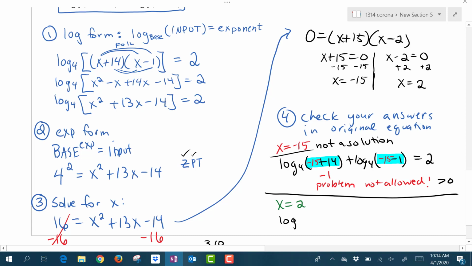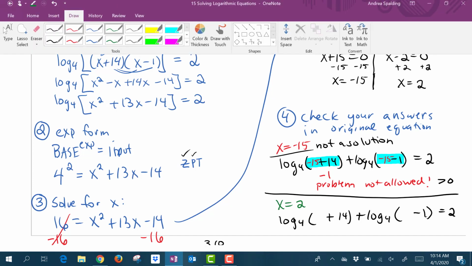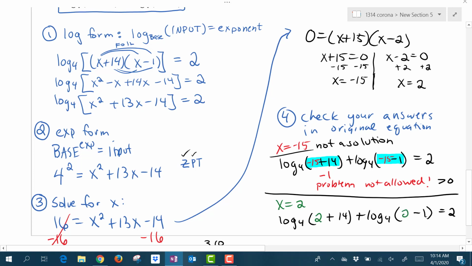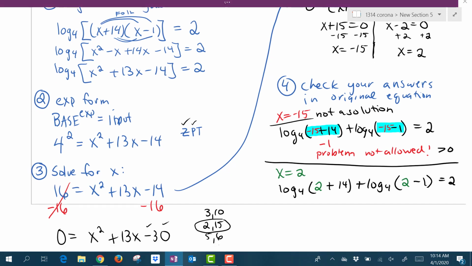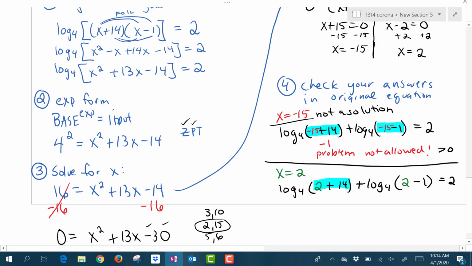Okay, we're going to go back and check in the very original equation. So I'm just going to copy down everything except for x. And I'm going to plug in this time a positive 2. When we plug in a positive 2, all I want to check is that the input into each log is something that is greater than 0. So 2 plus 14 gives me 16, that's positive. We're good to go. 2 minus 1, that's a positive 1. So it's positive, greater than 0, good to go.